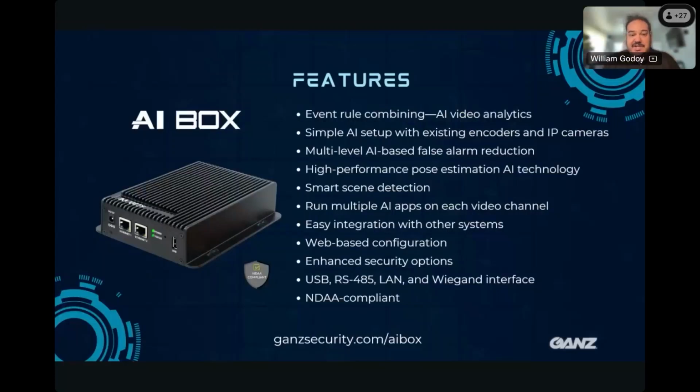Simple AI setup, as I mentioned, has a very intuitive and simple web interface. It has multi-level AI-based false alarm reduction, which means we can go back to the nuts and bolts and say, hey, based on these pixel sizes is how you're going to reduce some of these false alarms. So we only care about objects in this particular range of pixel sizes, is kind of the simplest way I could put it. It does have high-performance pose estimation AI technology and smart scene detection.